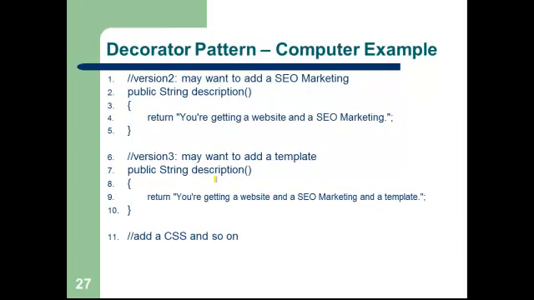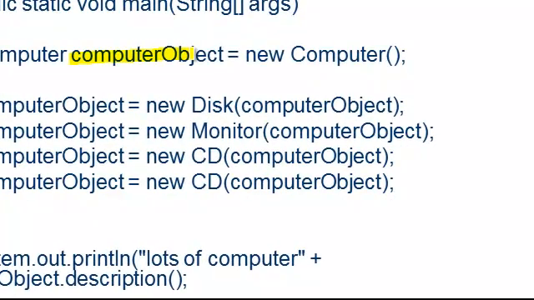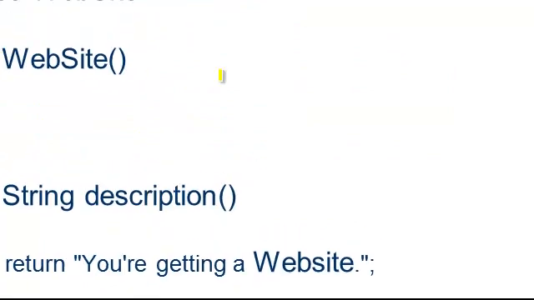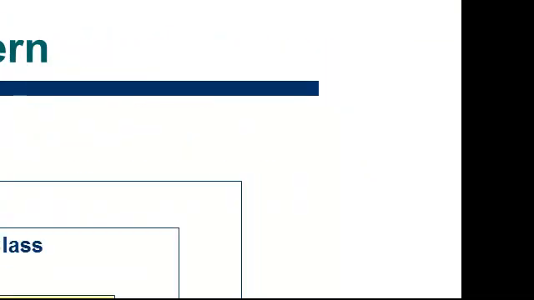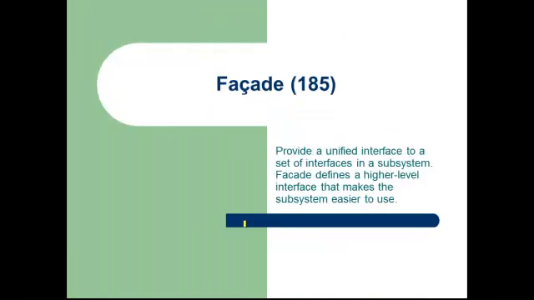Here's the test class. Notice we create the computer object, then computer object equals new disk, and we pass the computer object. New monitor, we pass the same object. If it already has disk decoration, it will have a monitor decoration and a CD decoration, and maybe multiple CD decorations if I want two types of CDs, and so forth. Another example is a website. I'm not going to go through the code, but it's the same hierarchy, the same idea of how the decorator can be useful.